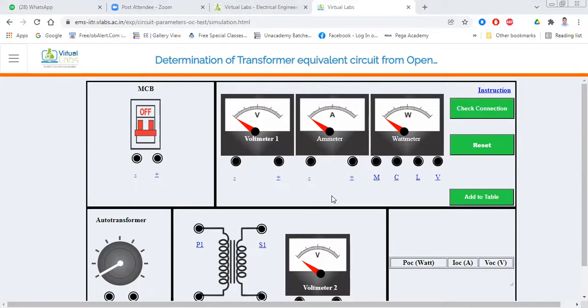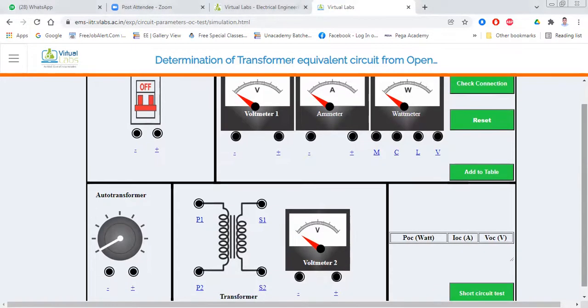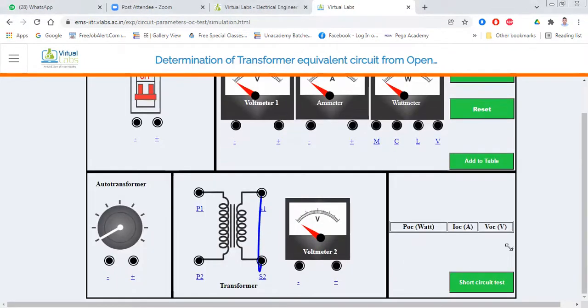Okay, so in the short circuit test, first we short the secondary terminal of the transformer. First we will short the secondary side, okay? I shorted the secondary side first, okay? Then the rest of the circuit, we have to connect to the high voltage side.